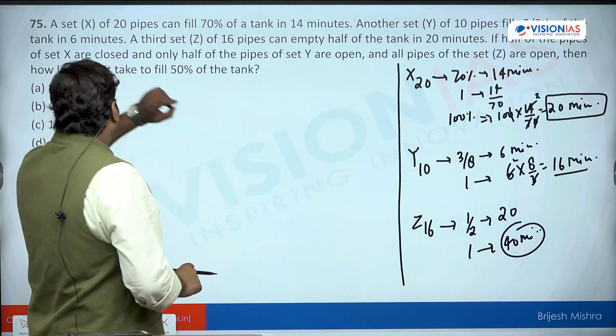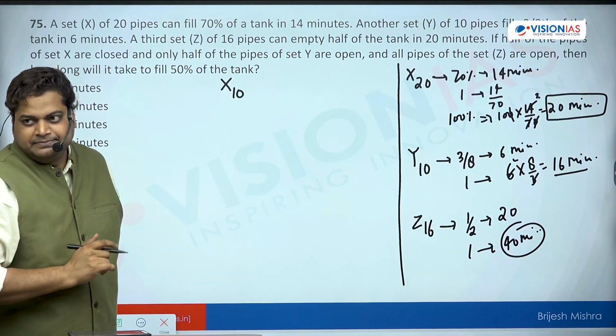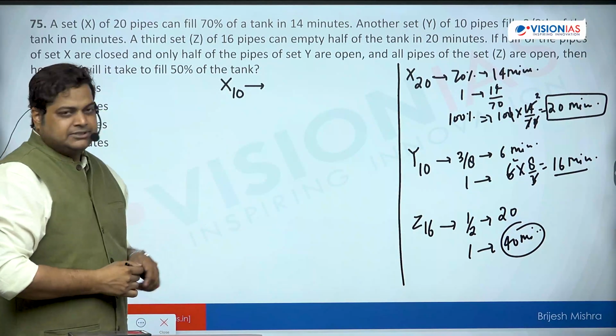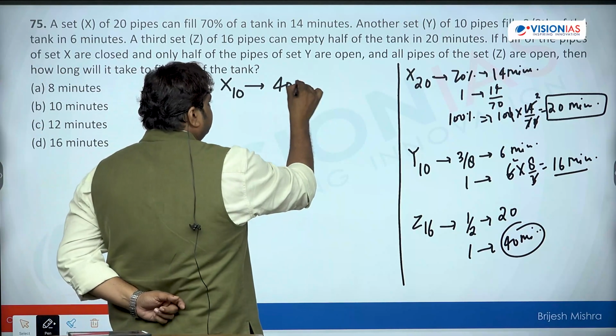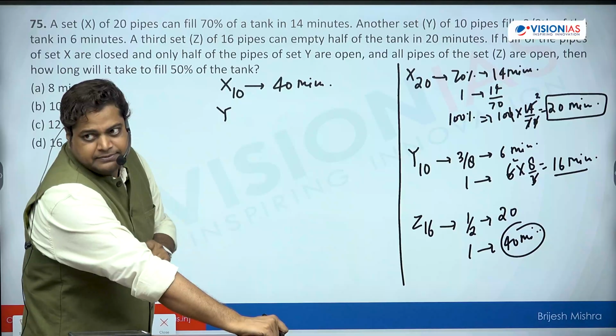Now what is given? Set X had 20 pipes, but half of the pipes are closed. That means half are opened. If 20 pipes fill the tank in 20 minutes, then 10 pipes take double time, 40 minutes. Then Y: only half of the pipes of set Y are open. Y has 10, so 5 pipes are opened. If 10 pipes fill in 16 minutes, half the pipes will take double time, 32 minutes. And what about Z? All the 16 pipes are opened.